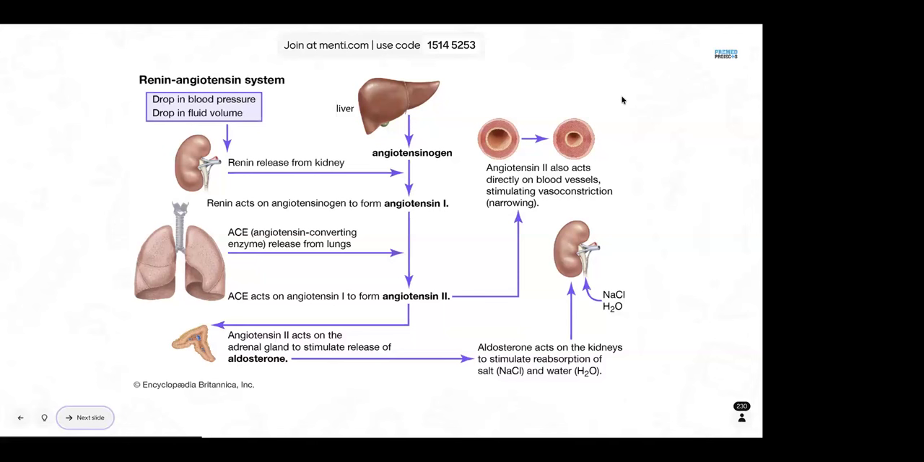So how does aldosterone increase blood pressure? Aldosterone increases blood pressure by acting on the kidneys, and what it does is tell the kidneys to reabsorb more sodium and more water. So if you have more water in your body, the blood pressure is going to go up in your blood. Does that make sense?